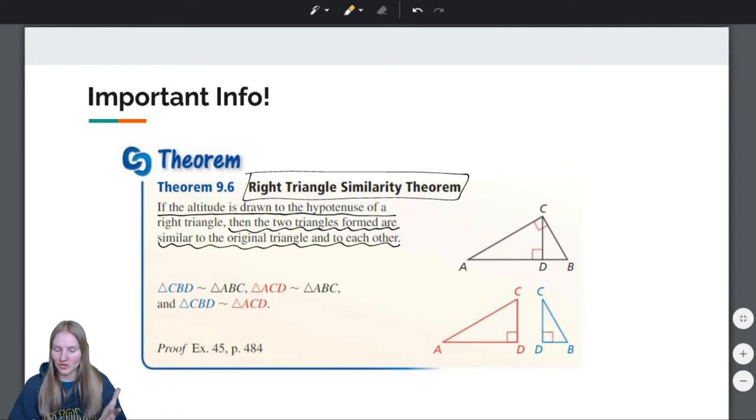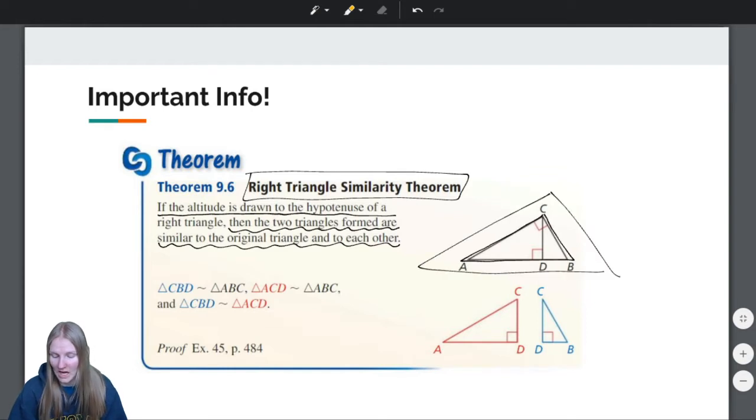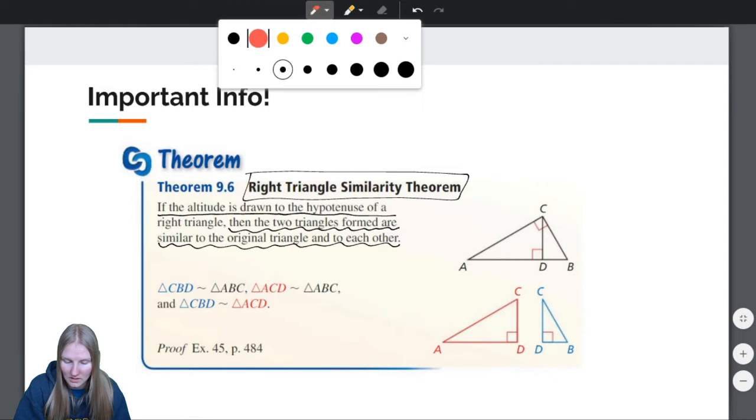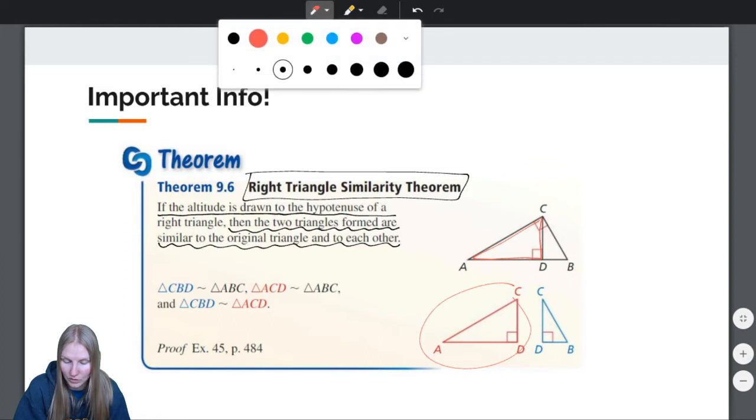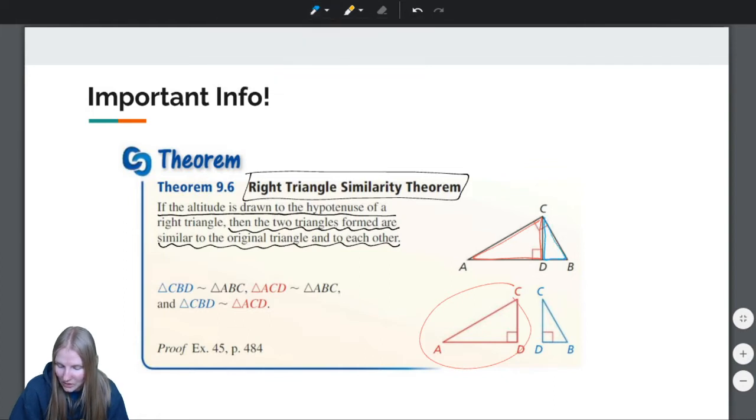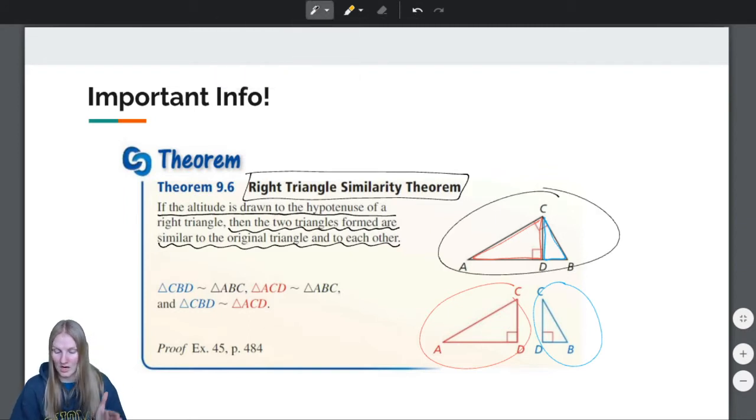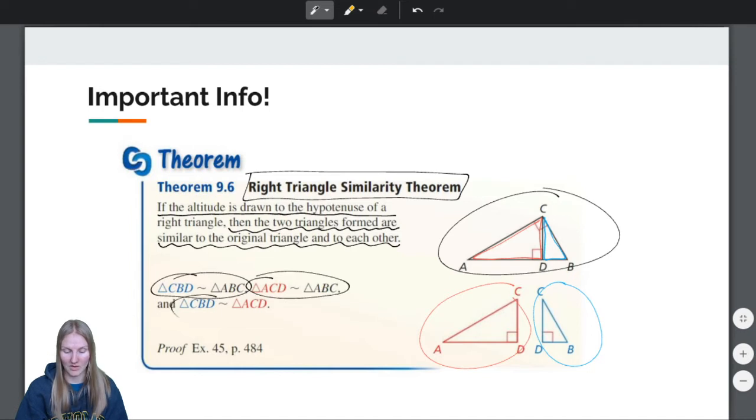What? They're saying that if we take this black triangle right here, A, B, C, and we drop this altitude, that means that the original triangle, and the red triangle inside of that triangle, and the blue triangle inside of that triangle, all of these are similar. The blue triangle is similar to the black one, the red one is similar to the black one, and the blue and the red triangles are similar as well. They're all similar.